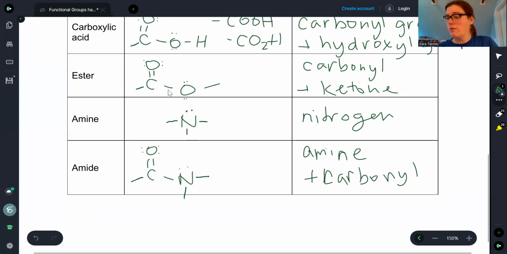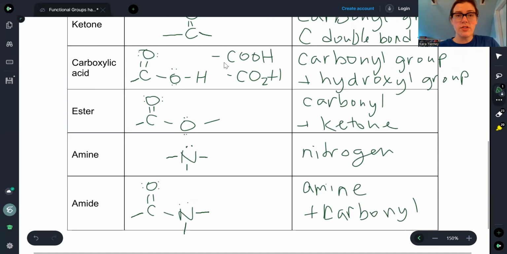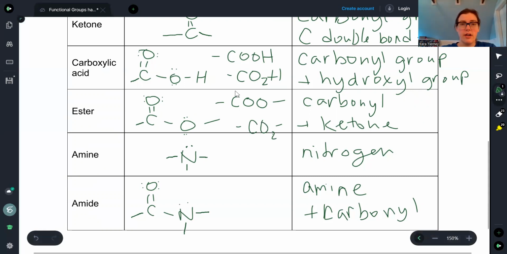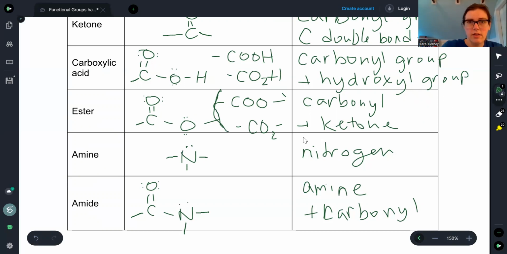Oh, I want to add something to our ester group because there's other ways of writing the ester as well. Similar to the carboxylic acid, you might see it as a COO, or a CO2 in the middle of a big string of carbon. Let me just put these in parentheses here. These are other ways of drawing it. Okay, here we go. So those are alternative ways of drawing the larger structure I have.